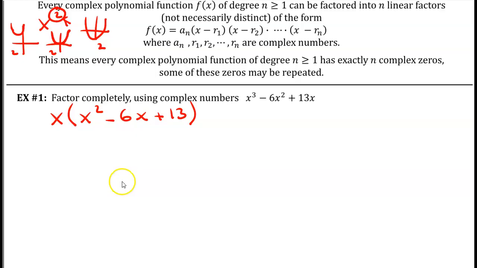I already know I have 3 roots. So my end goal is to have my GCF I factored out, and then 2 more factors, and altogether this will make 1, 2, 3 roots, because the fundamental theorem of algebra says I must have that many zeros. Complex or real, whatever types they are, there have to be 3 of them.